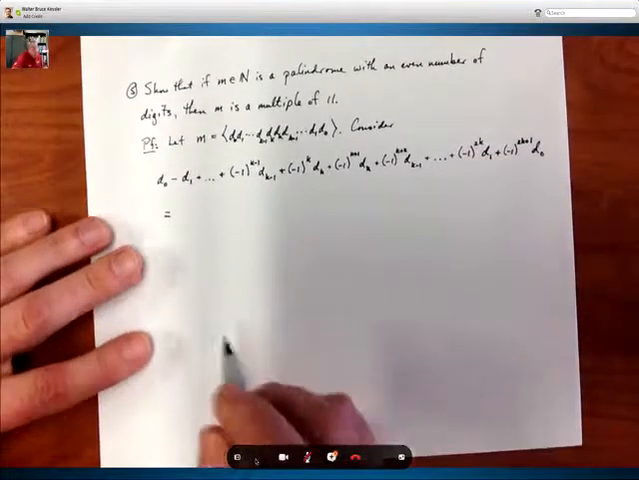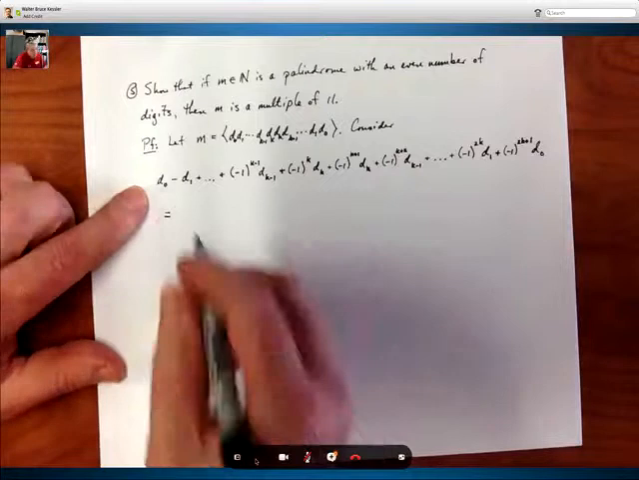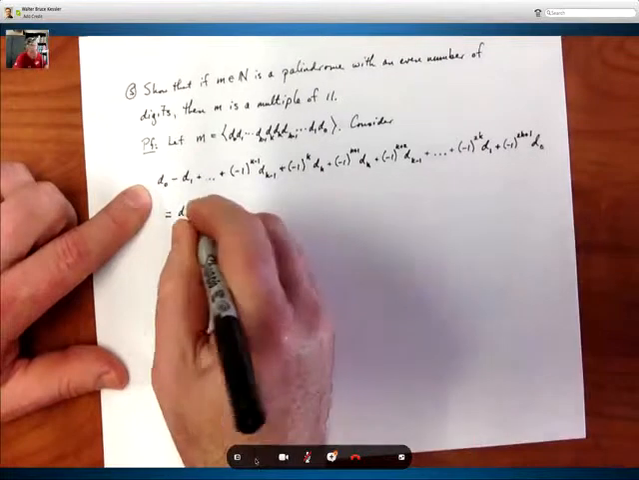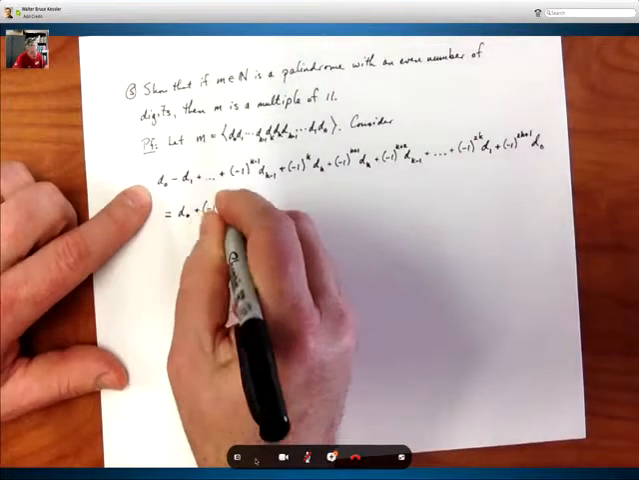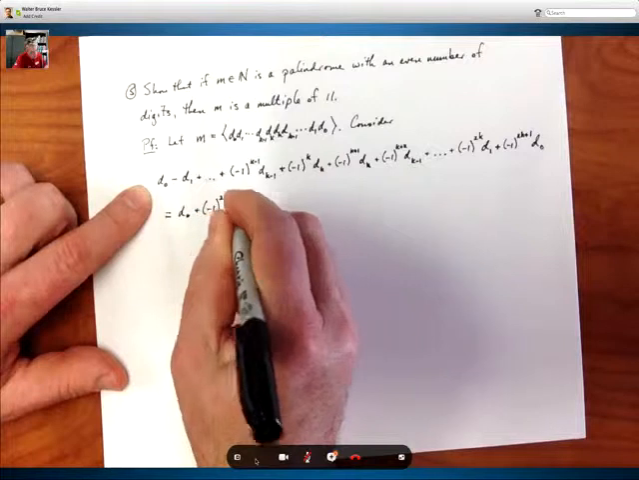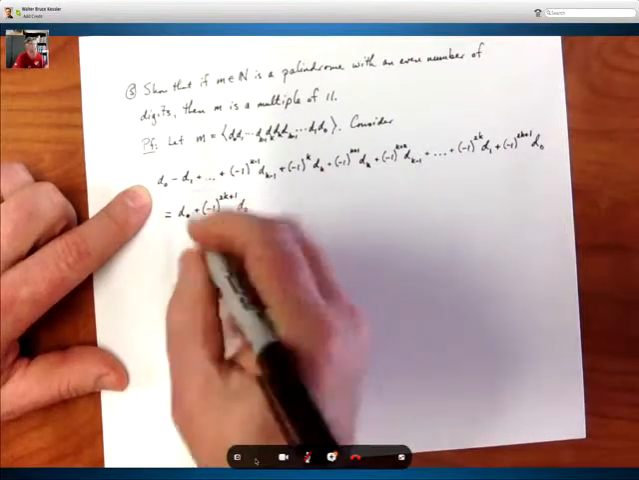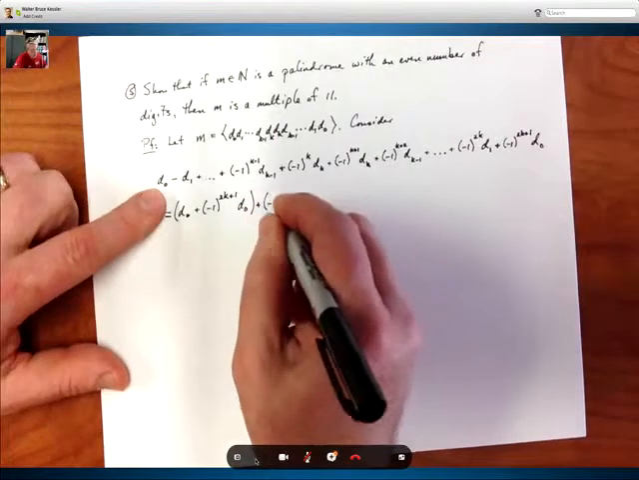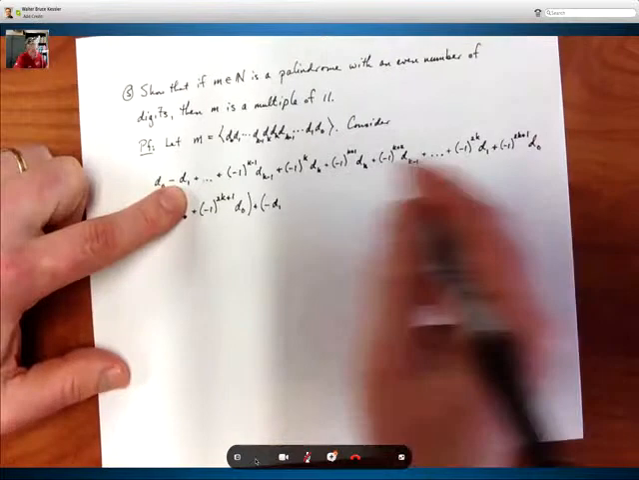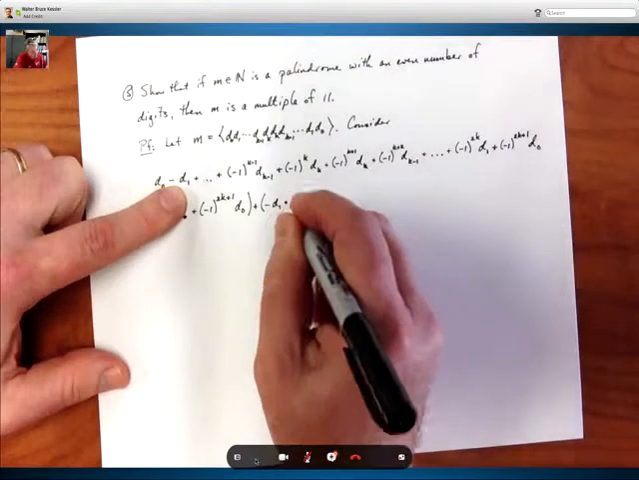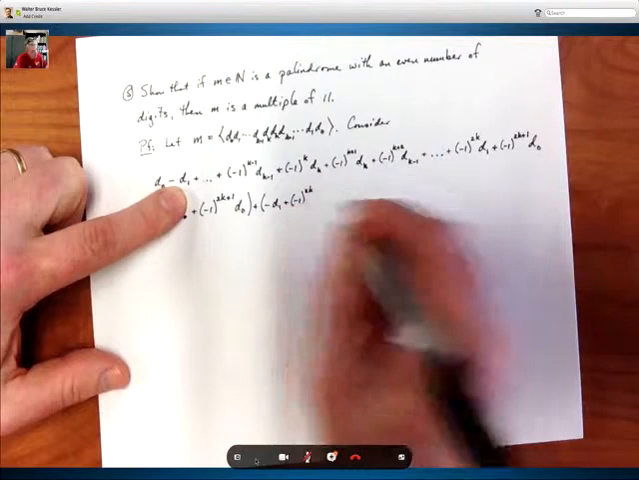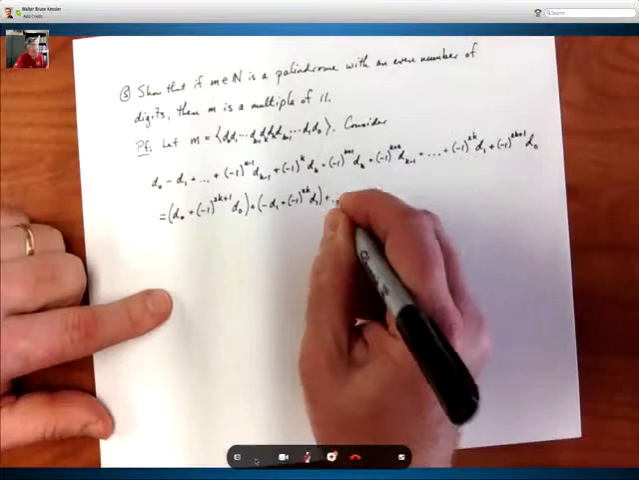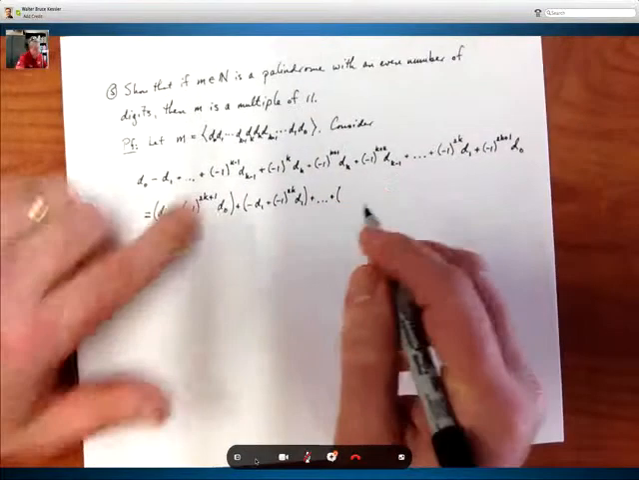And let's worry about what this is equal to. Well, okay, we've got D0. Let's look at our D0s we've got here. And then we've got plus a negative 1 to the 2k plus 1 D0. Let me kind of put those together. And then I've got a negative D1 plus a negative 1 to the 2k D1. All right. Plus dot dot dot plus.